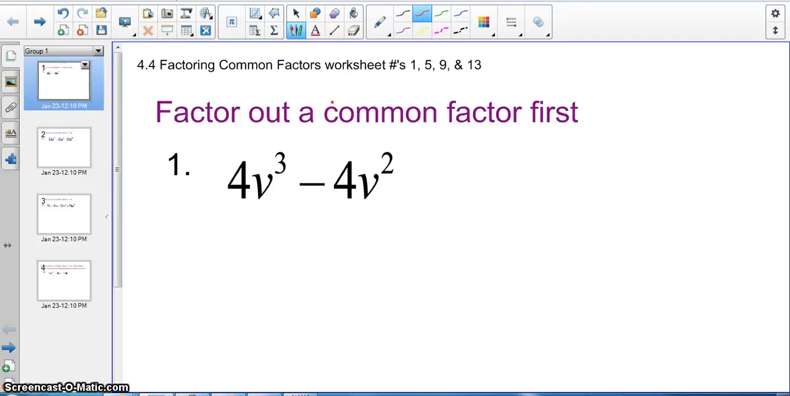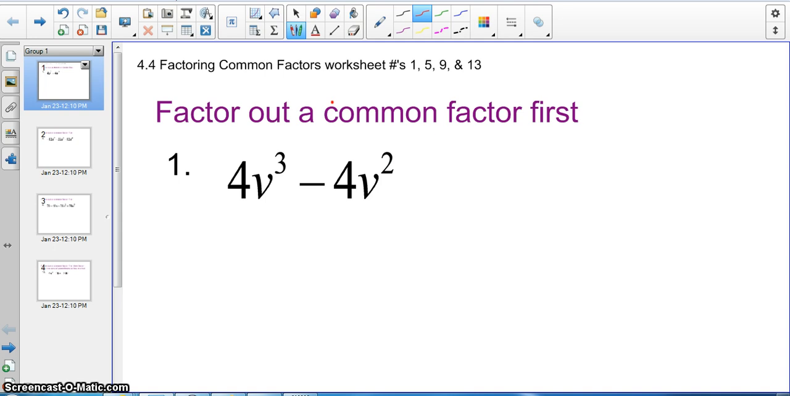Hello, today we're going to be factoring out common factors from quadratics or cubic polynomials. So when we think about factoring out a common factor, really what we're doing is we're factoring out the GCF, or the greatest common factor that those terms have with each other. So let's look at this first problem, number 1 here, 4v to the third minus 4v squared.